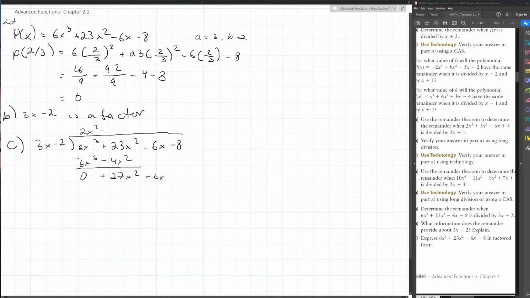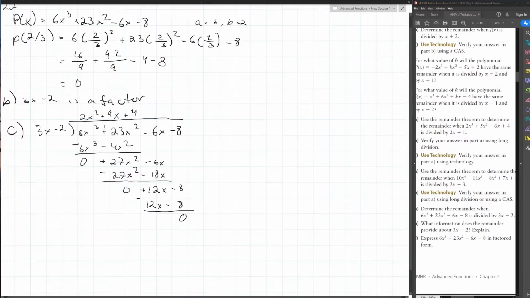27x squared is the same as multiplying that function by 9x. So now we have minus 27x squared and then minus 18x. What we get this time is 0, plus positive 12x minus 8. Lastly, we have 12x and 3x, which would be plus 4. Multiplying the whole divisor by plus 4, we get 12x minus 8, which is equal to 0. Therefore, the remainder is 0.